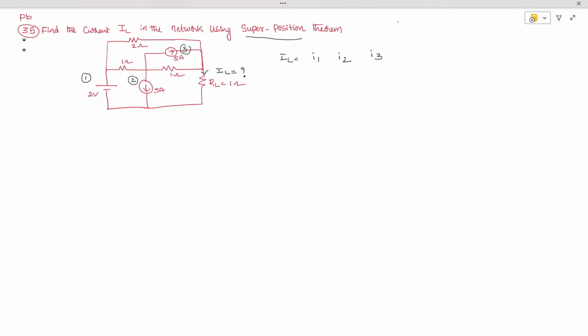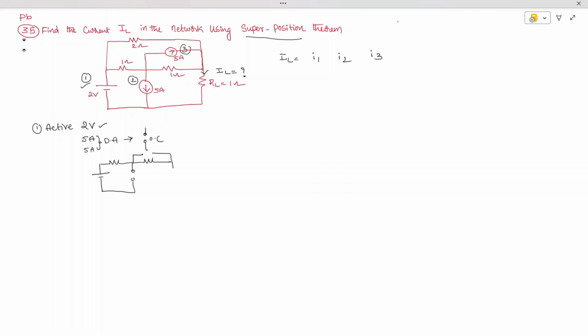In order to do it, first I am going to activate the 2 volt source. The 2 volt source is activated, and the remaining 5 ampere sources are deactivated. The meaning of deactivation is that a current source will act like an open circuit. Now I am redrawing the circuit with 2 volts active, while this source and the source above are deactivated.